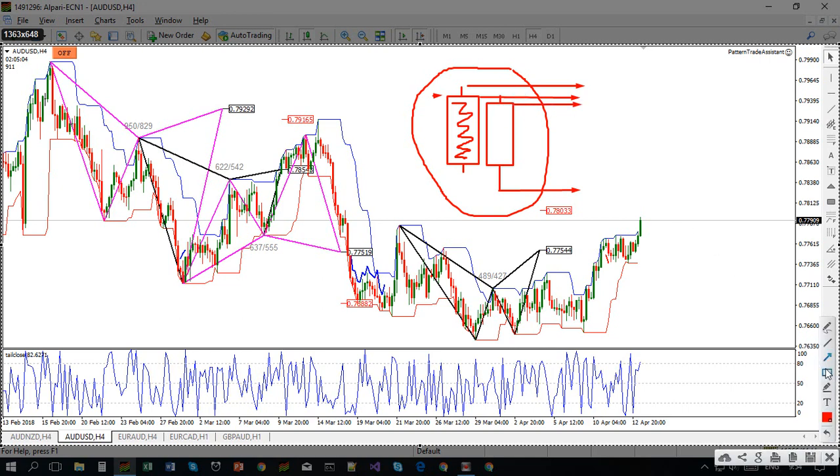So what will you have? Your body is this, from open to close. Your up wick is this. It is very small compared to that, the up wick. And your down wick is this. So what is it? It is a reversal candle called a doji, and because we have this distance that is somewhere less than 20% of the total range, it is a powerful bullish candle. See that?